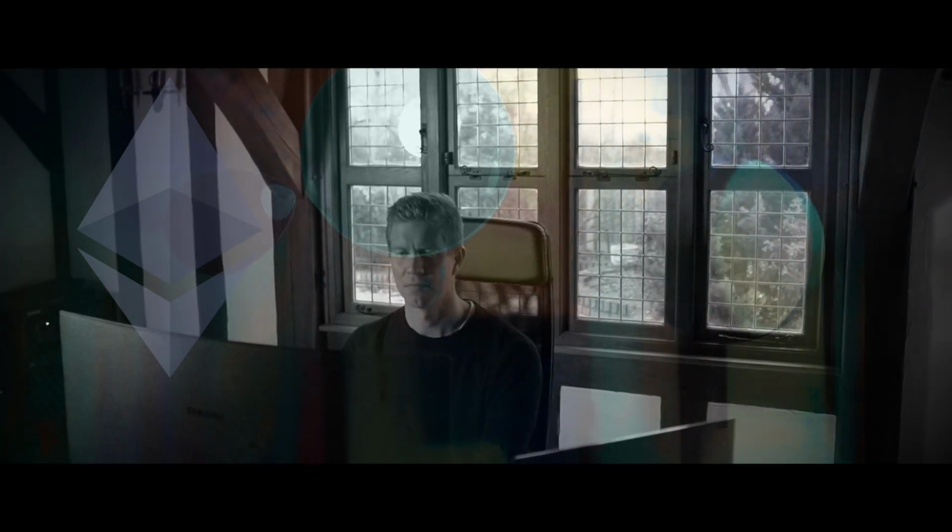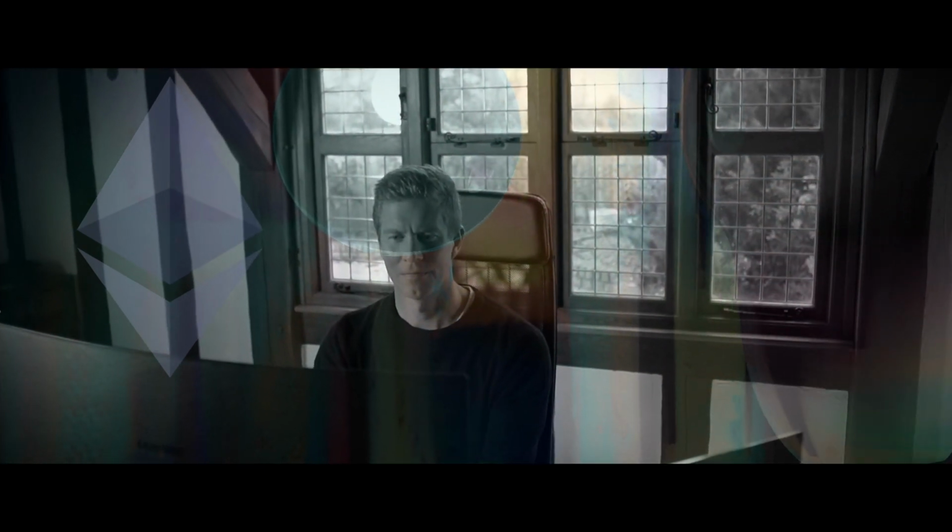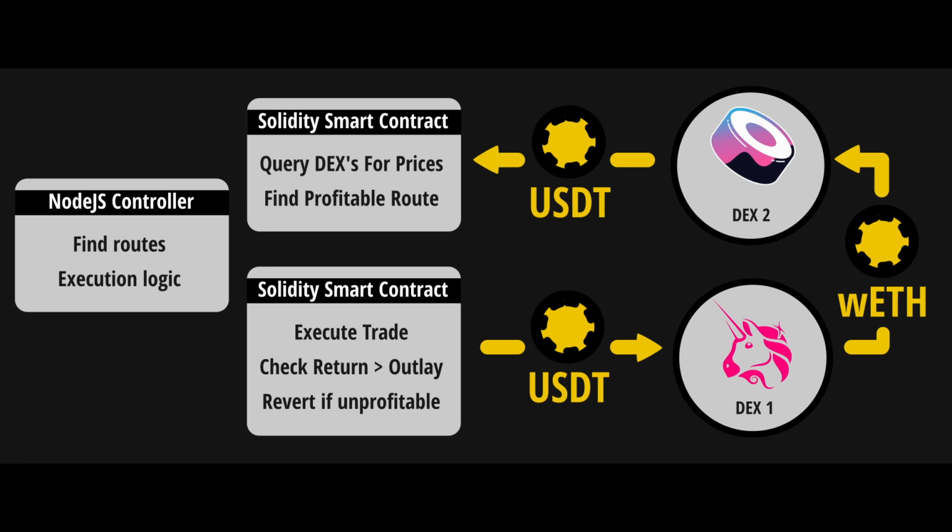Smart contract developers have the ability to swap digital assets multiple times in a single transaction. If the route isn't profitable, then the whole transaction can be rolled back to the original state, and the developer only loses a gas fee.